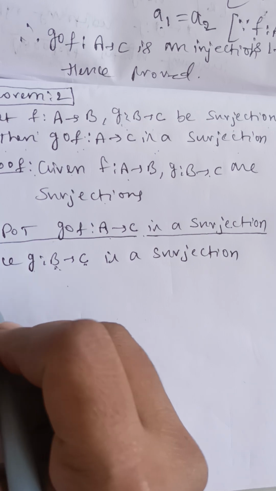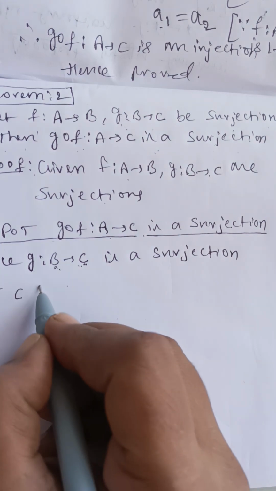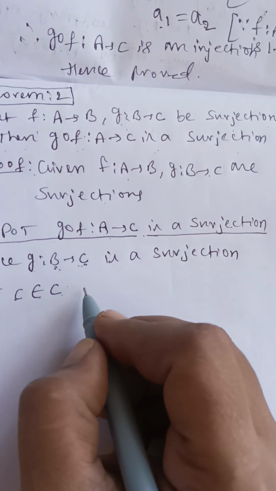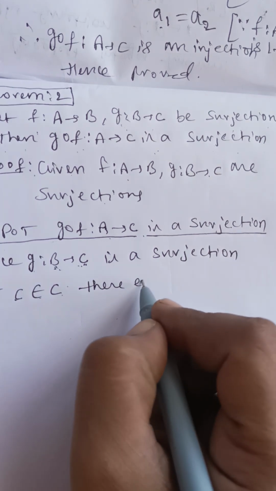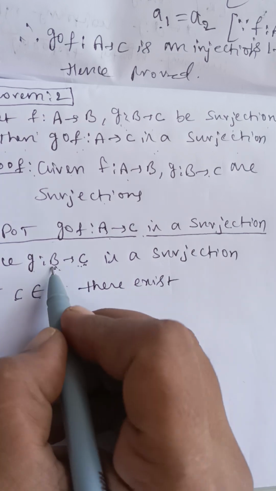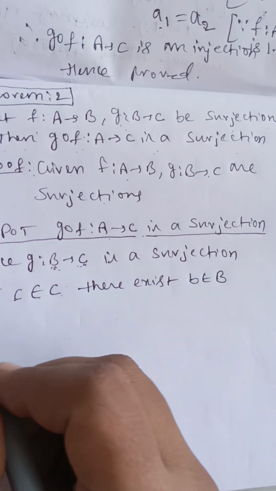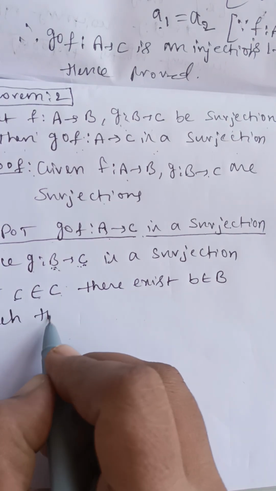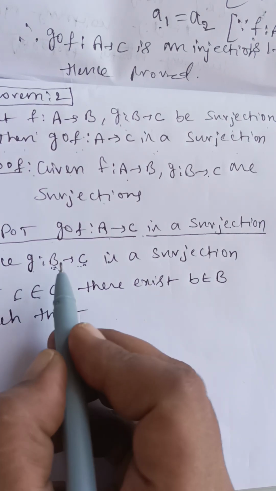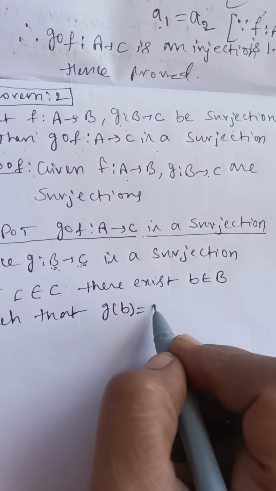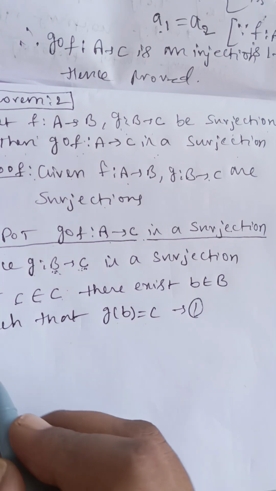Okay, then for the second set, take an element in the second set, small c belongs to capital C. Then there exists one element in the first set, that is in the domain, b belongs to capital B, such that g of b equal to c. Let it be equation 1.